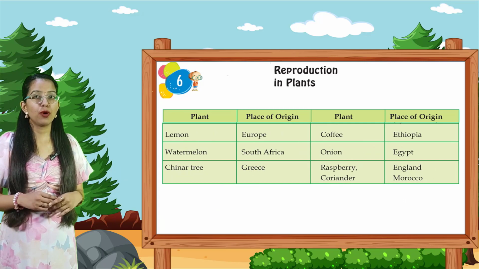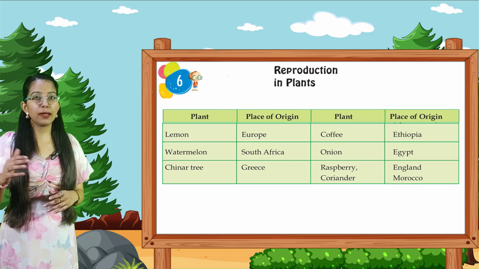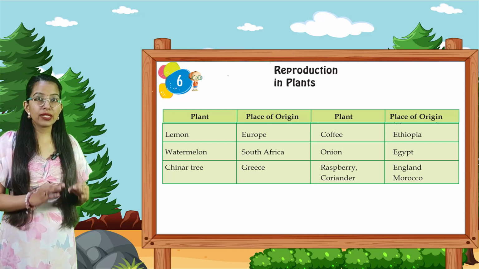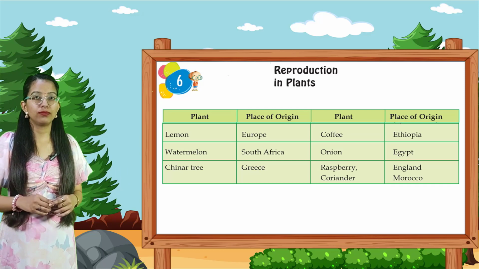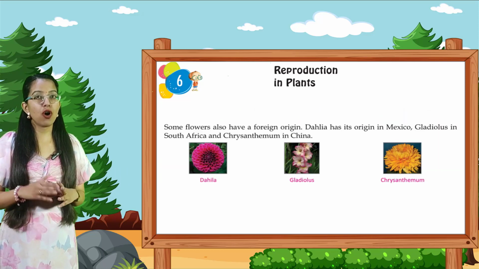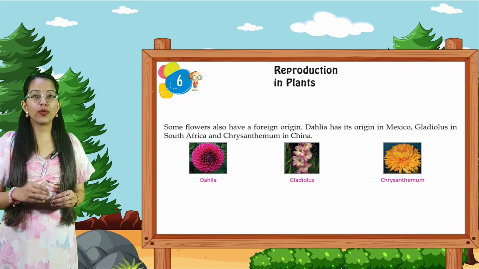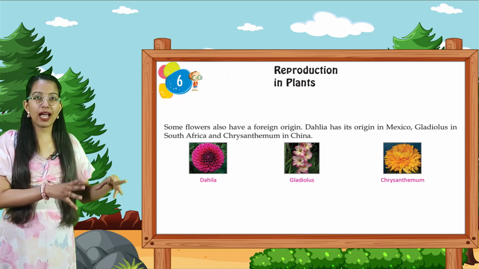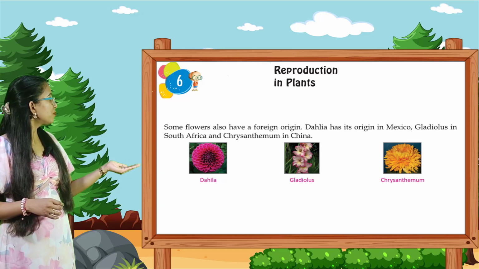Lemon in Europe. Coffee in Ethiopia. Watermelon in South Africa. Onion in Egypt. Chinar tree in Greece. Raspberry and coriander, England and Morocco. Some flowers also have a foreign origin. The Dahlia has its origin in Mexico, gladiolus in South Africa and chrysanthemum in China. Look at the pictures, students.